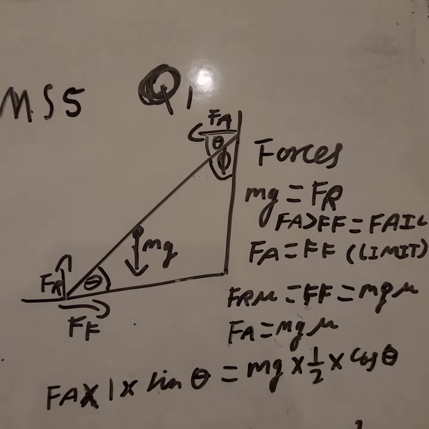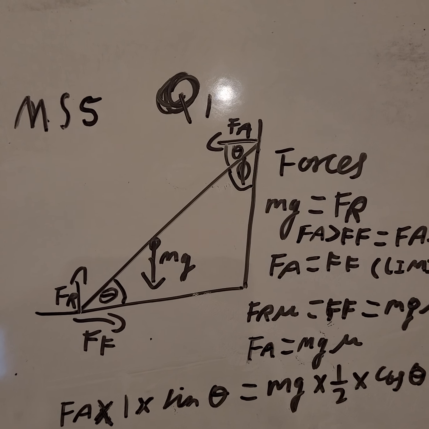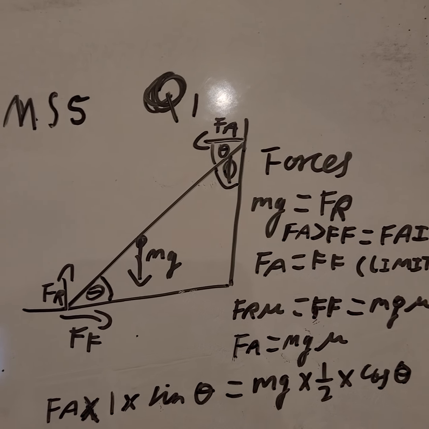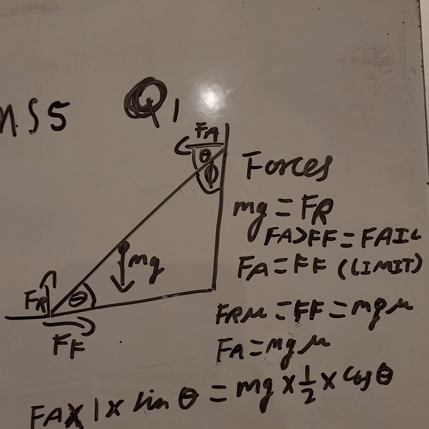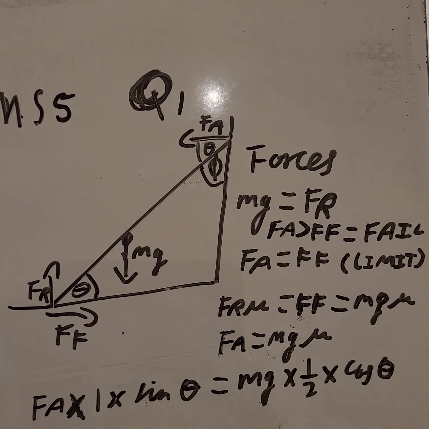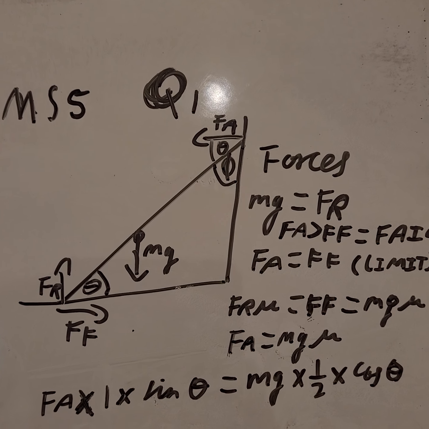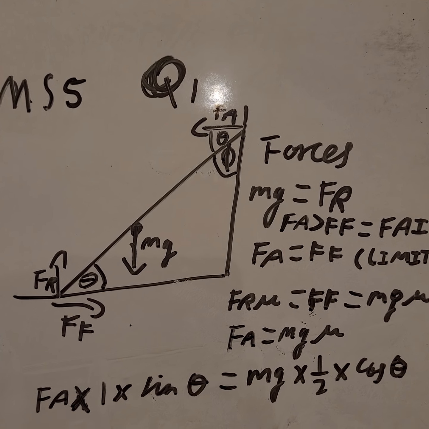So we've got here mg is equal to the reaction force. That makes sense. The up force equals the down force is basically what that says. From the question, we know that failure happens when the ladder slides. So that would happen when the reaction force from the wall, Fa, is greater than the frictional force, Ff.